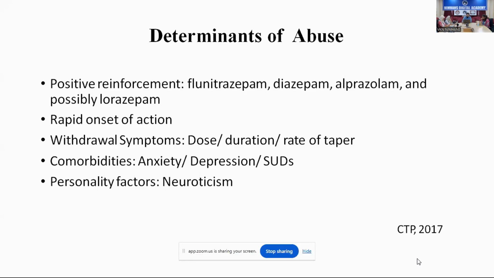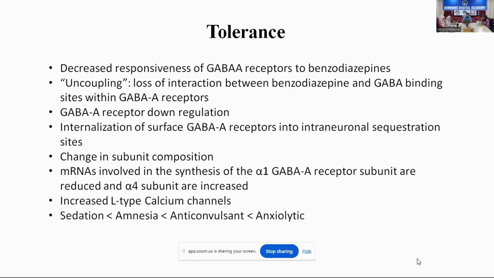Again, you have to assess for comorbidities. If the person has anxiety, depression, other comorbid substance use disorders, or other internalizing sort of disorders, then there are higher rates that they might land in a state of benzodiazepine dependence. And again, high neuroticism has been a known risk factor as a determinant of abuse. Again, tolerance, that I started speaking about.